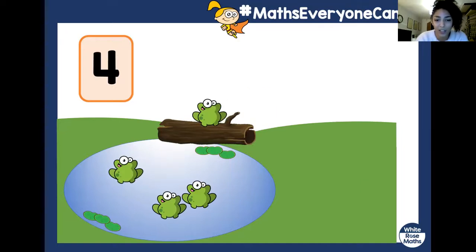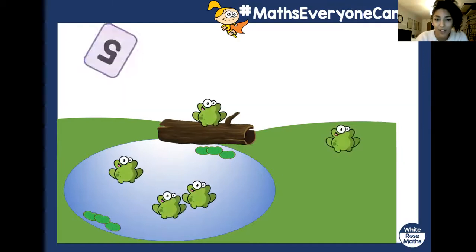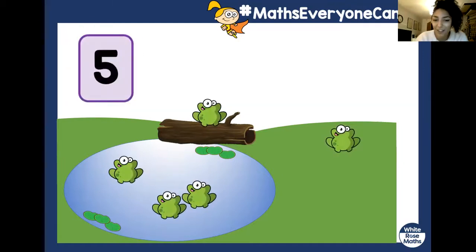Right then. Are you ready, frogs? Go. Oh! What's happened now, children? That's right, we have 1 more frog has come to join the game. So now we have 5 frogs. That's right. 4 and 1 more is 5.